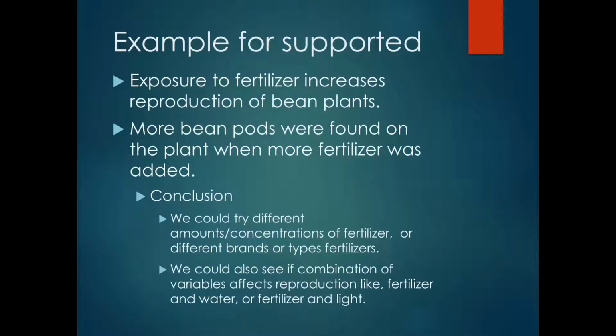So some examples for supported hypotheses. Exposure to fertilizers increased the reproduction of bean pods. The more bean pods were found on plants when there was more fertilizer added. So a conclusion would be we could try different amounts, concentrations of fertilizer, or you could try different brands or types of fertilizer, or you could also see if a combination of variables affect the replication. Like you could try different combinations of fertilizer and water or fertilizer and light.